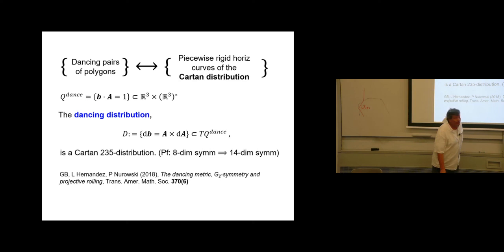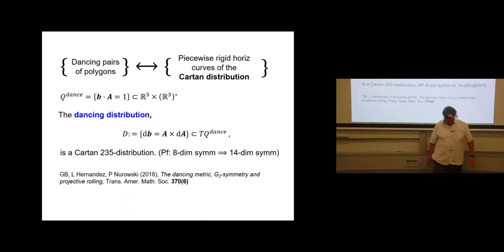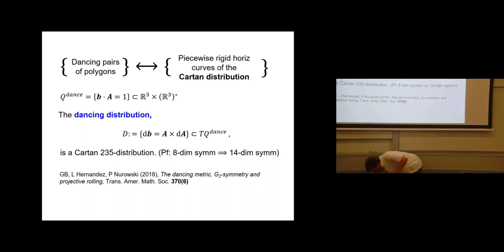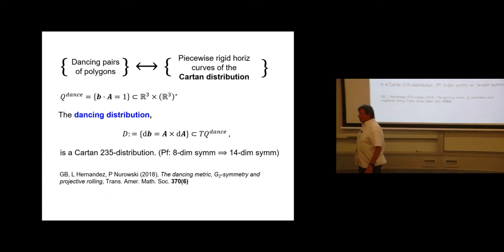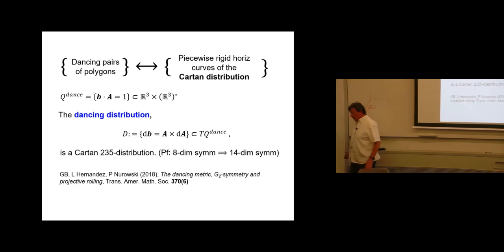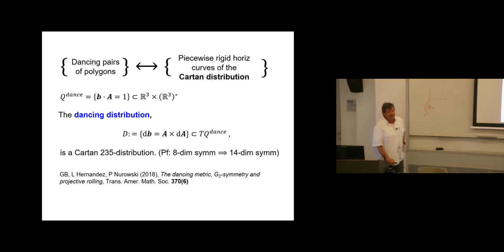Excuse me. Which picture? There's no picture here. What? The B is a 3-dimensional vector. I think of it as homogeneous coordinates of the line. And the A is also homogeneous coordinates of the point.